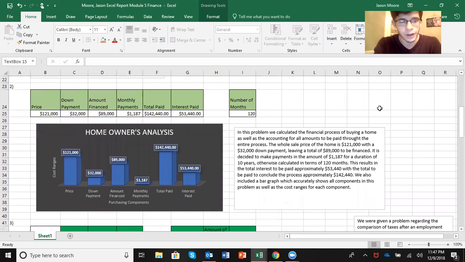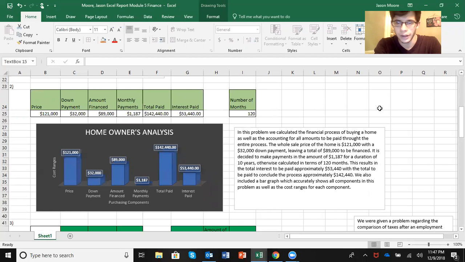Okay, in this question, we are analyzing the process behind purchasing a home, as well as accounting for all amounts to be paid throughout the entire process. So the wholesale price of this home listed is $121,000 with a $32,000 down payment, which leaves a total of $89,000 that needs to be financed. The payment per month is $1,187 for a duration of 10 years.